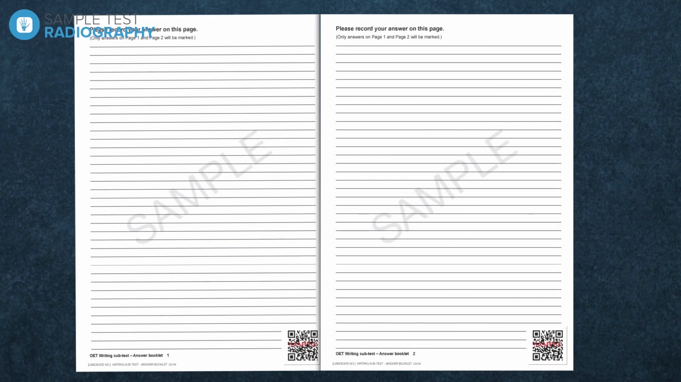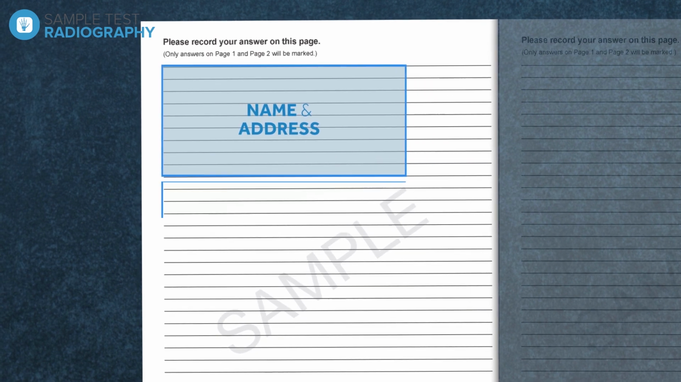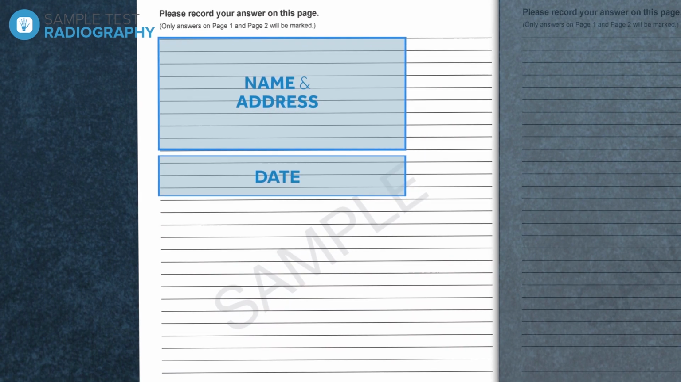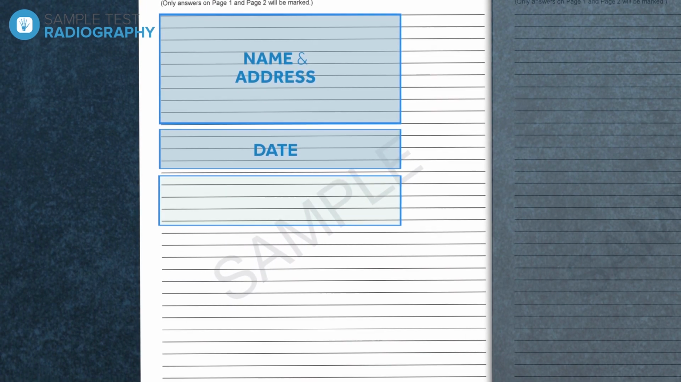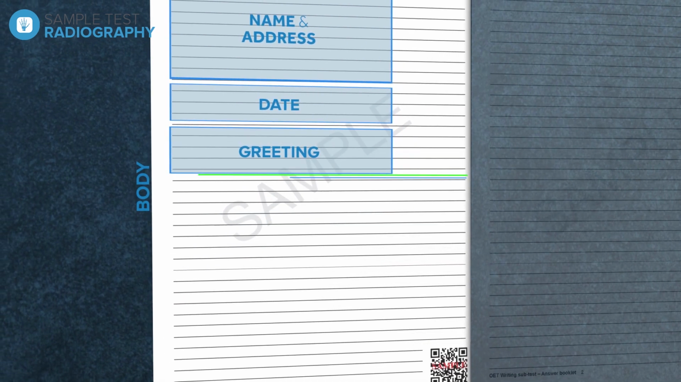Opening my answer booklet, I'm going to start with the reader's name and the address, which I can copy directly from the writing task. Underneath this, I will add the date, which is today in the case notes, 30th of August 2019. Next comes my greeting, Dear Ms. French. Then will come the body of my letter, the paragraphs.